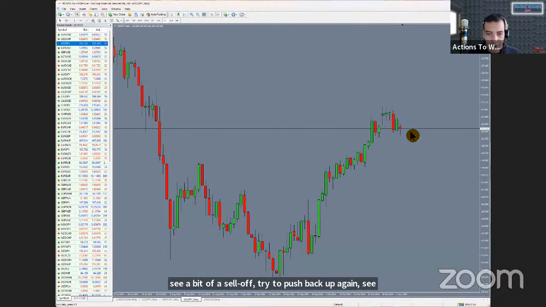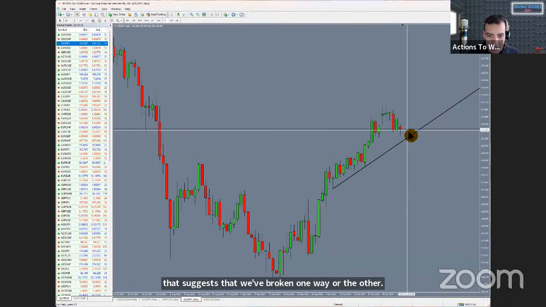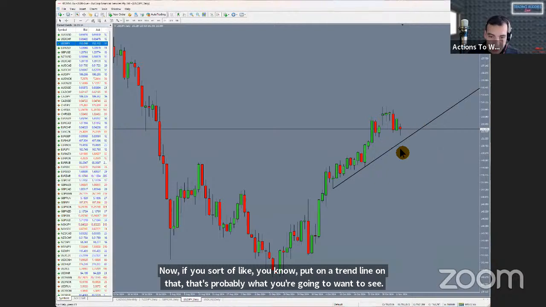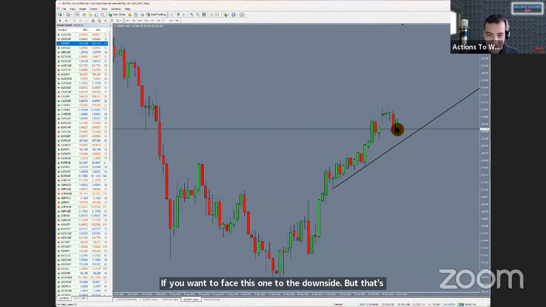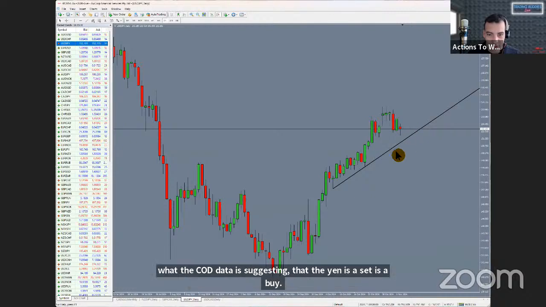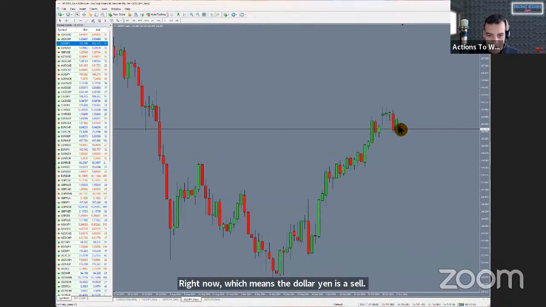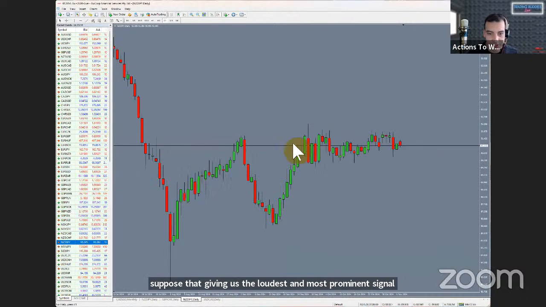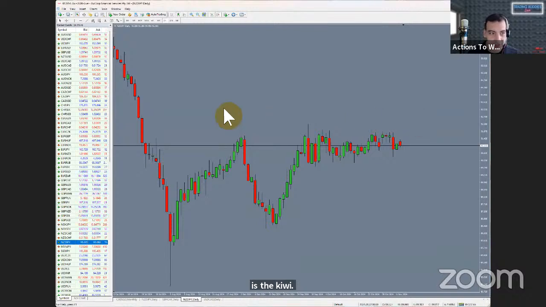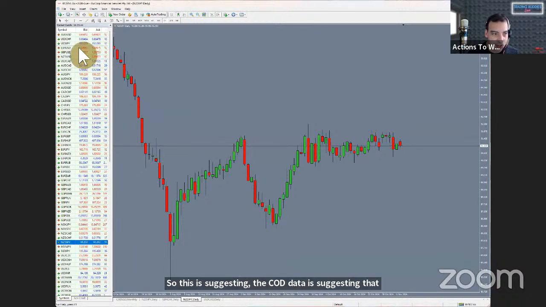So right now, we don't have an area that suggests that we've broken one way or the other. Now, if you put on a trend line on that, that's probably what you're going to want to see if you want to face this one to the downside. But that's what the COT data is suggesting, that the yen is a buy right now, which means the dollar yen's a sell. Now, it's not the best currency to sell against the yen. The best currency, the one giving us the loudest and most prominent signal, is the Kiwi. So the COT data is suggesting that the Kiwi's a sell. Now that means that the Kiwi's a sell against the dollar, effectively.